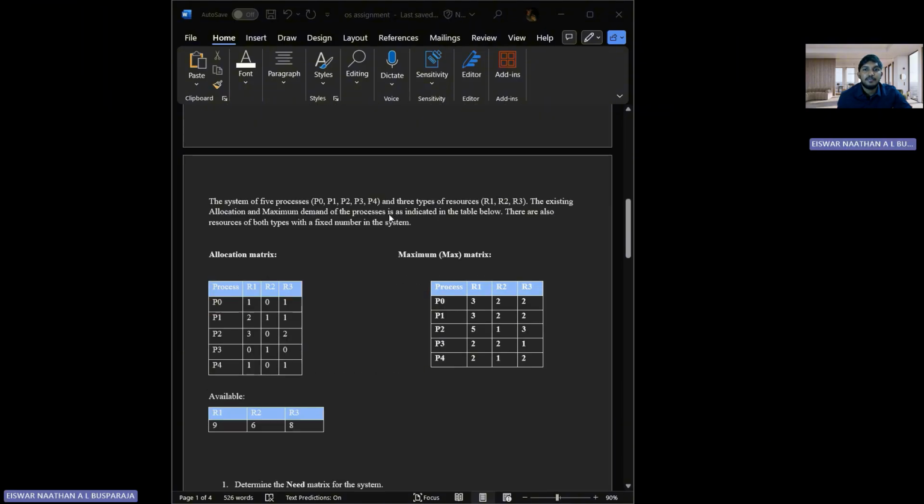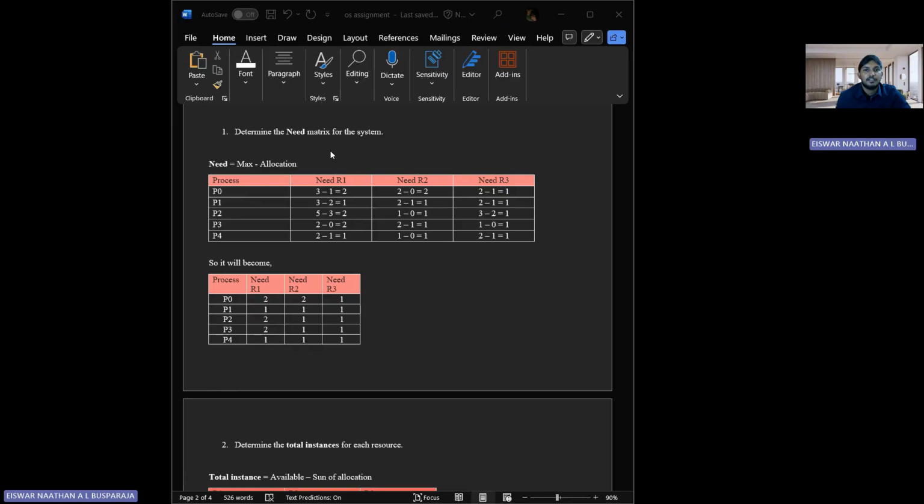In this system, we have 5 processes, P0 to P4, and 3 resource types, R1, R2, and R3. The tables show the current allocation and maximum matrices. The total resources are R1 equal to 9, R2 equal to 6, and R3 equal to 8.